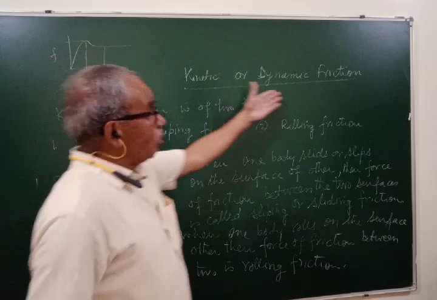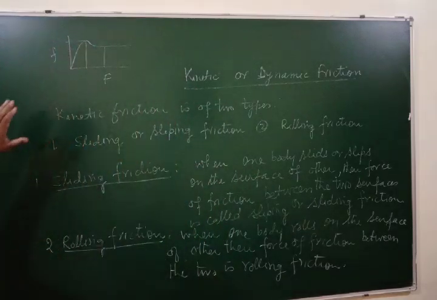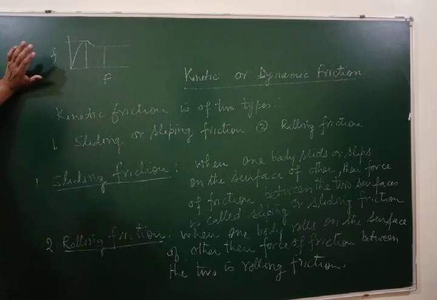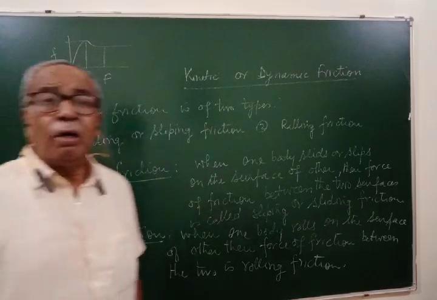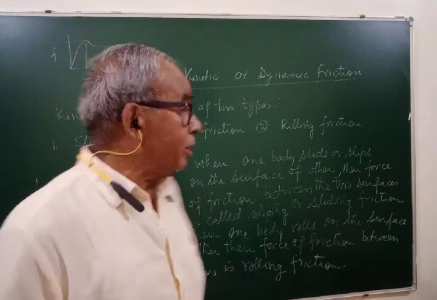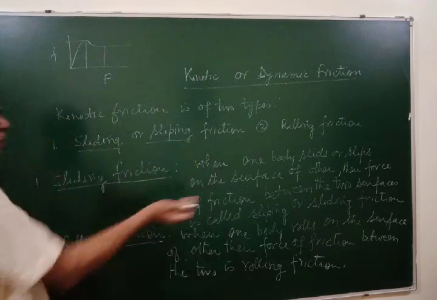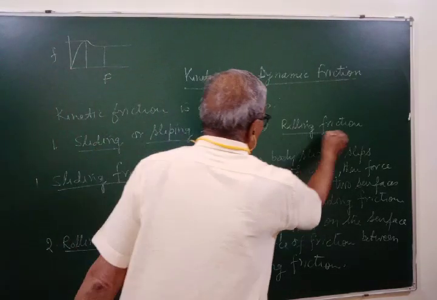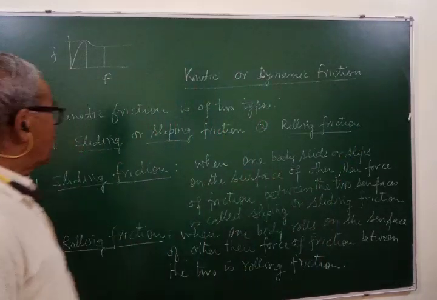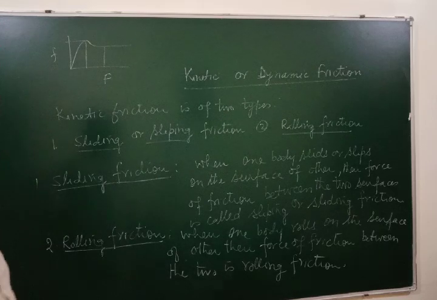So I take kinetic or dynamic friction. To save time, I have written here that kinetic friction is of two types, very popularly known as number one, sliding friction or slipping friction, and number two, rolling friction. पहला है स्लाइडिंग फ्रिक्शन, दूसरा रोलिंग फ्रिक्शन.